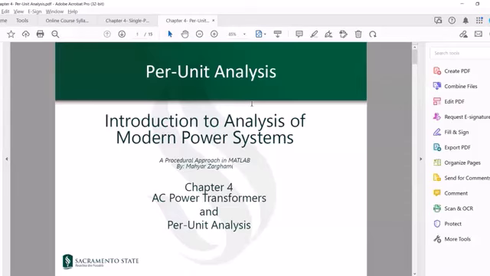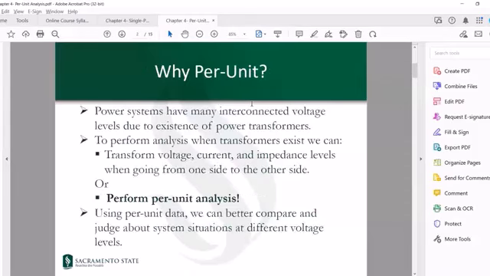All right, so let's go to per unit analysis. And first of all, why per unit? Why do we want to do per unitization? What is per unitization?